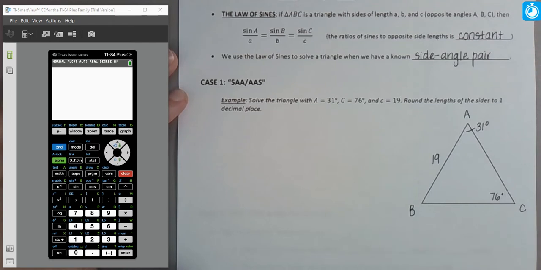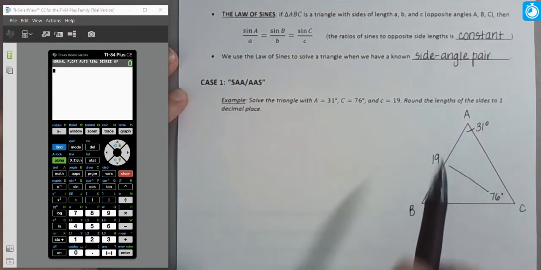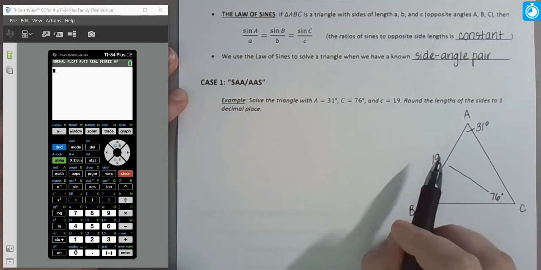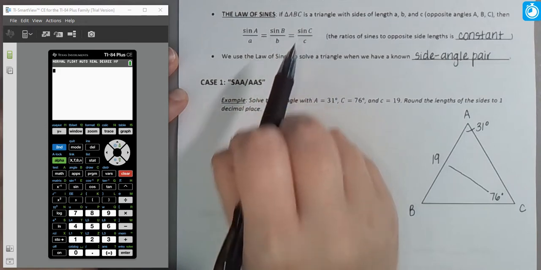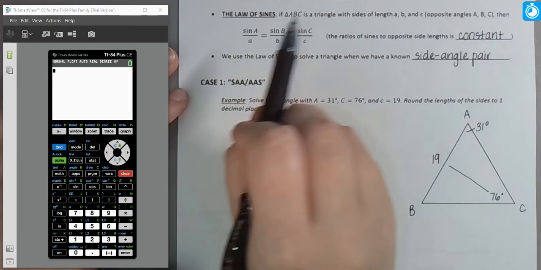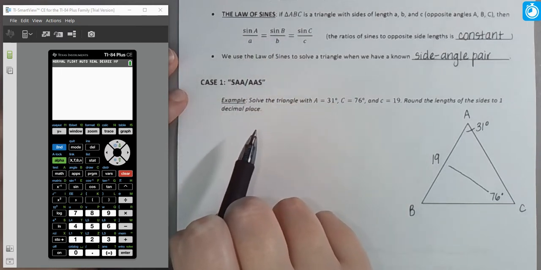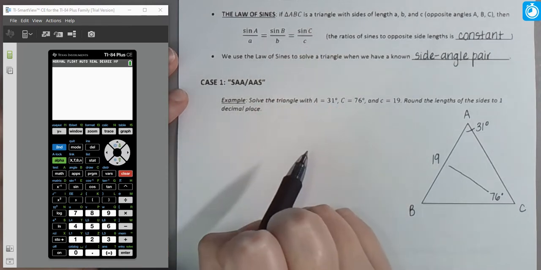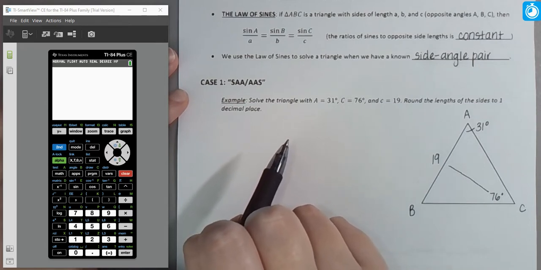Now, how do we know we can use the law of sines? We know we can use the law of sines because of this. Notice we have an angle and an opposite side pair. So if we have angle C and side C, it means we know the value of this ratio. And if we know the value of this ratio, we know based on the law of sines that that value is going to be constant for any pair that we would create within this triangle. So having that constant pair is going to allow us to set up some relationships with our unknowns that will allow us to solve for those unknowns.